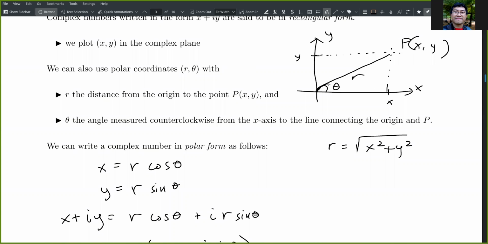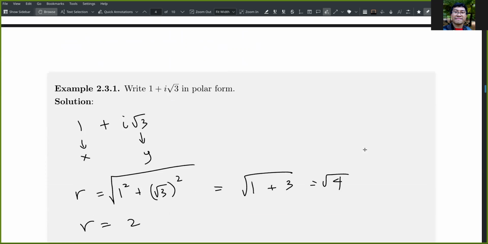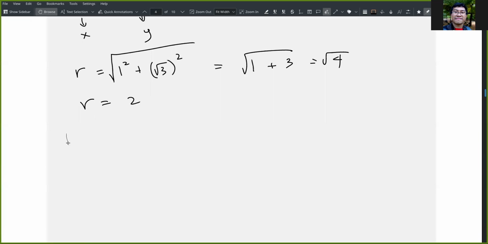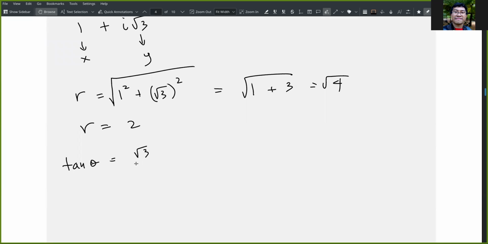Here, theta is related to x and y by the expression tangent theta equals y over x. So our tangent theta, which is y over x, where y is square root of 3 and x is 1. Remember, tangent theta equals square root of 3 tells us that theta is equal to pi over 3.